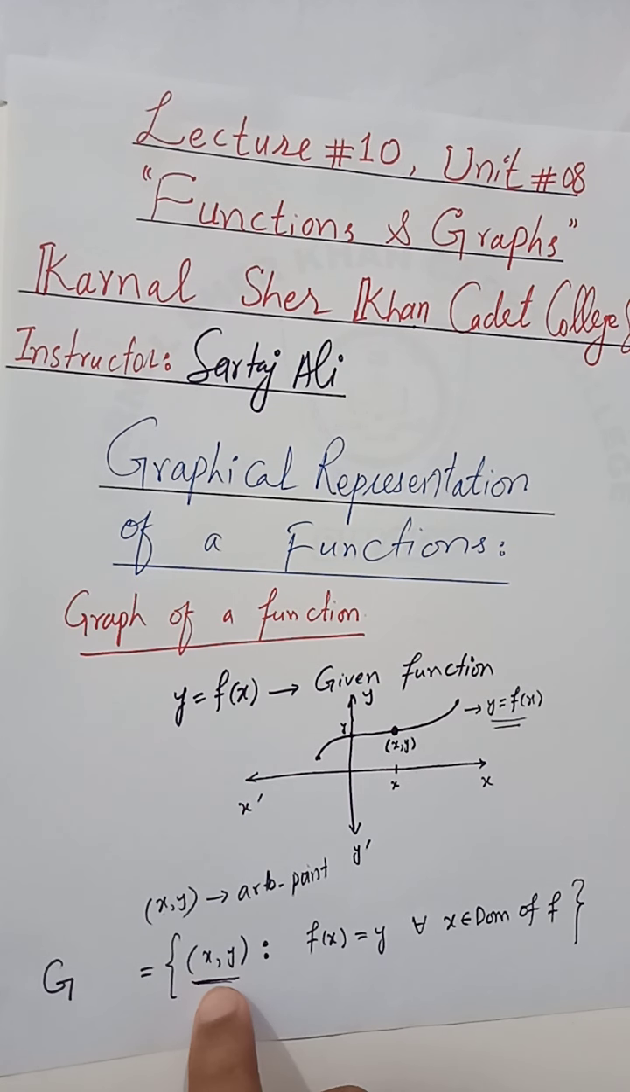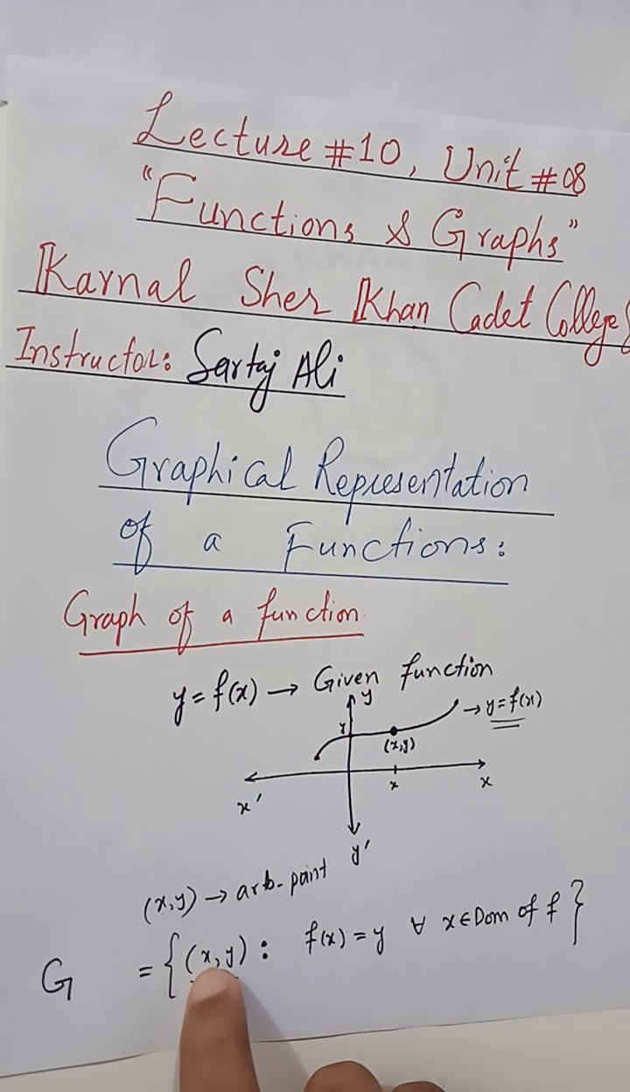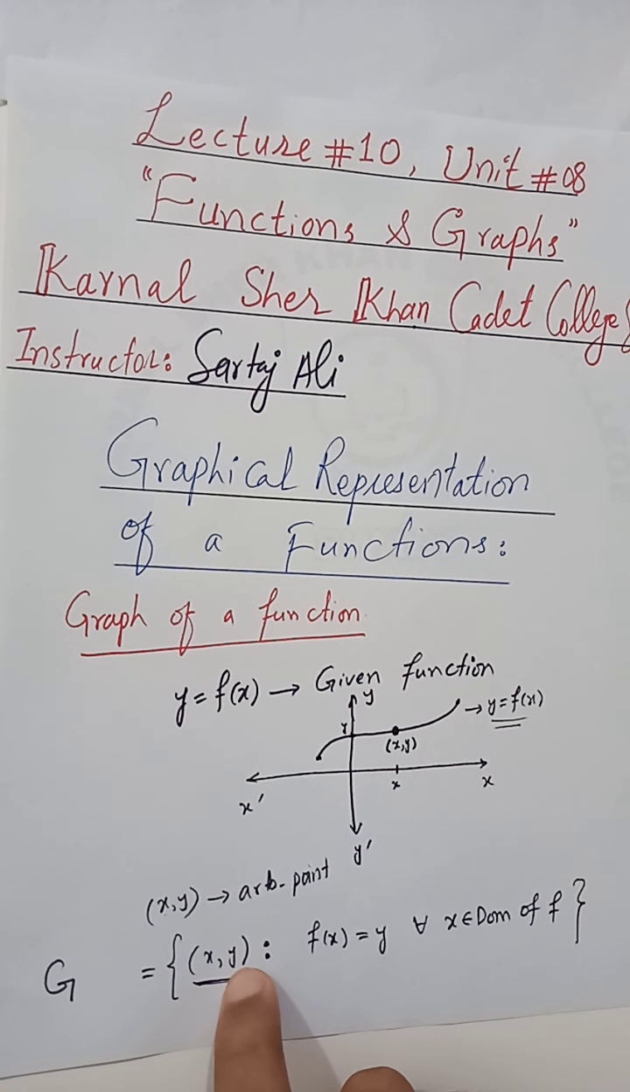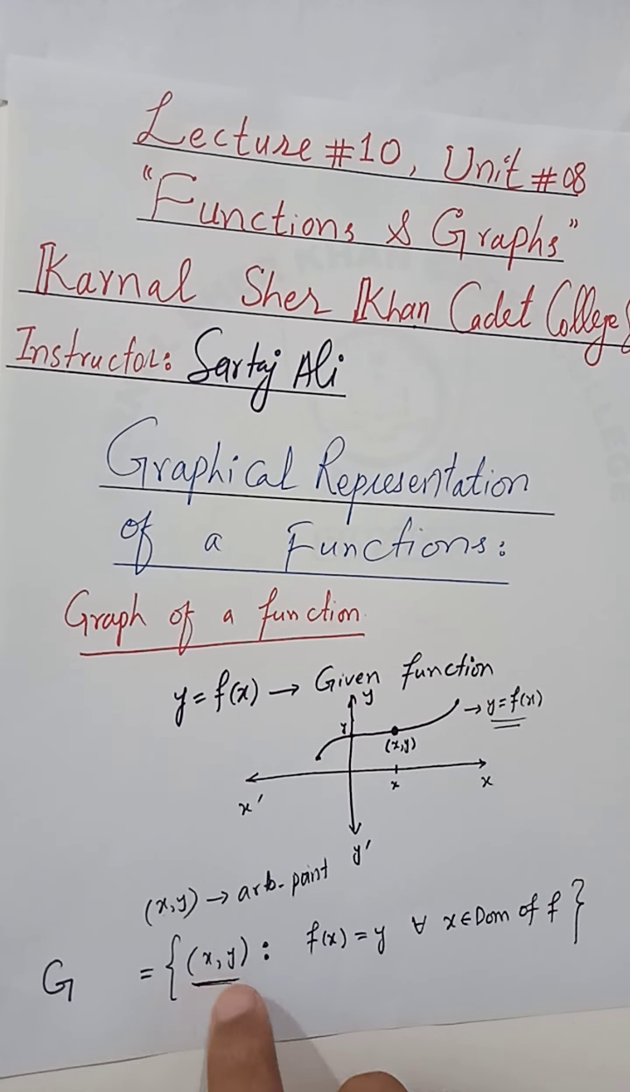So those set of points for which the first element of the ordered pair is the domain value, and the second element is actually the output on the domain values, meaning that is your range. So such ordered pairs, when you plot in a plane, in the xy plane, and join all those points, you will get a curve, and that curve is said to be the graph of the given function. So this is the set builder notation form definition.